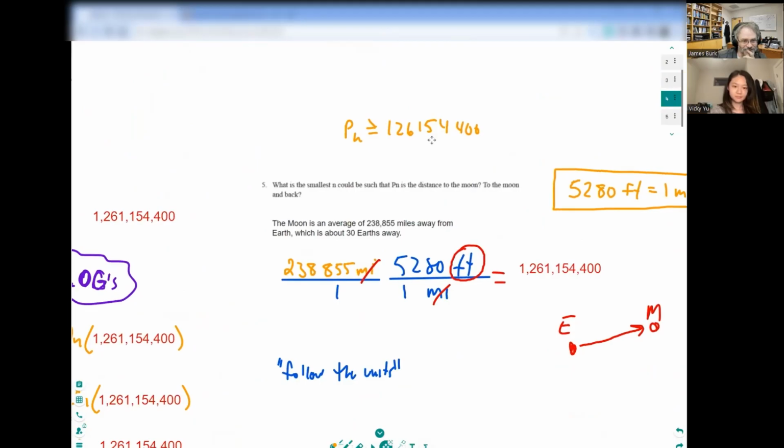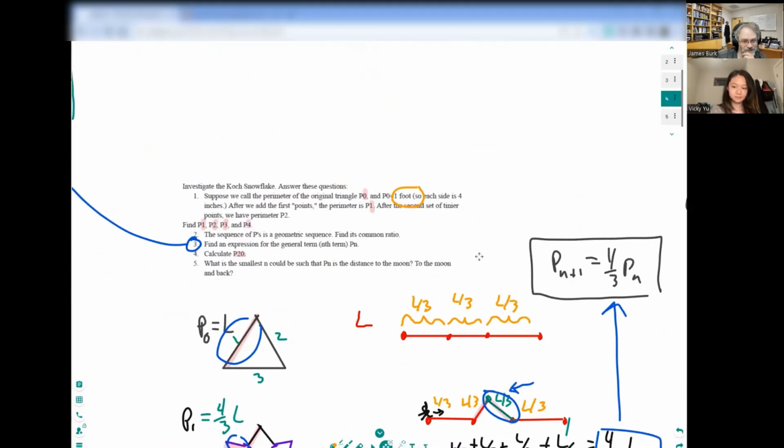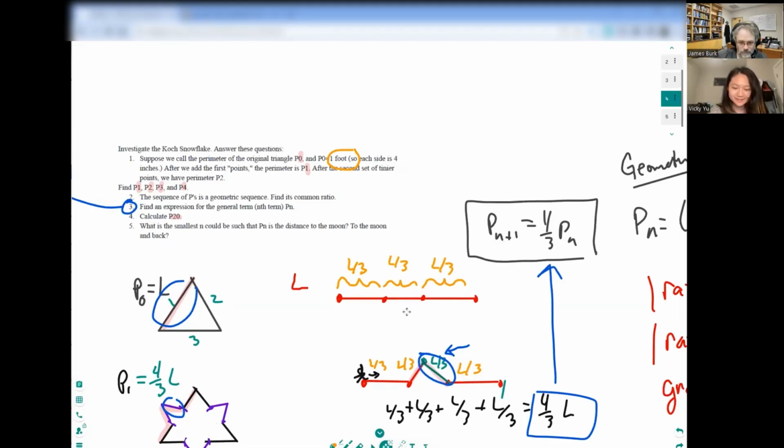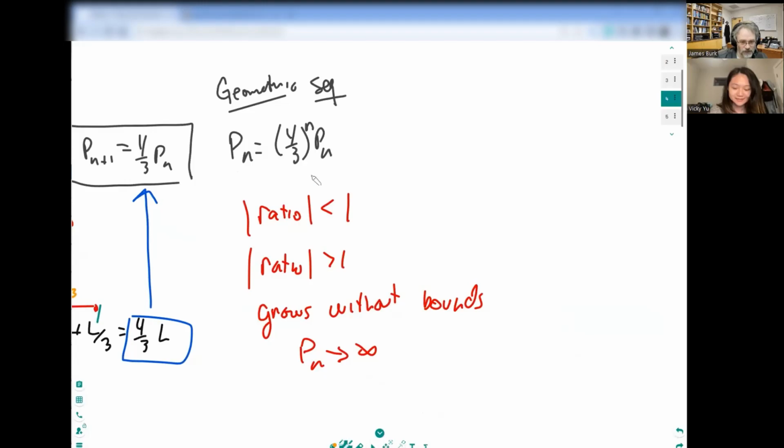I'm loving this problem. Is there anything else on here you're not for sure about? Well, when it says the common ratio, what exactly does that mean? That's the 4/3. Back over here, it's whatever you're powering up. That's the common ratio. Okay. So r is going to be 4/3.